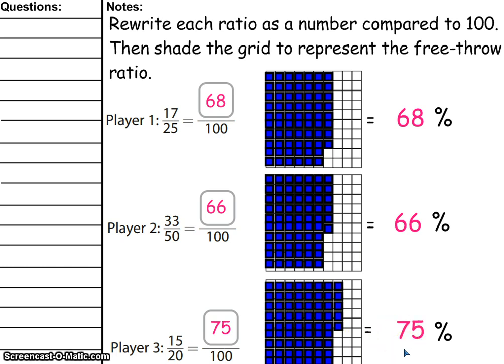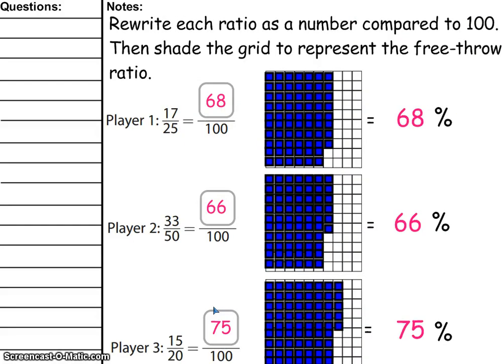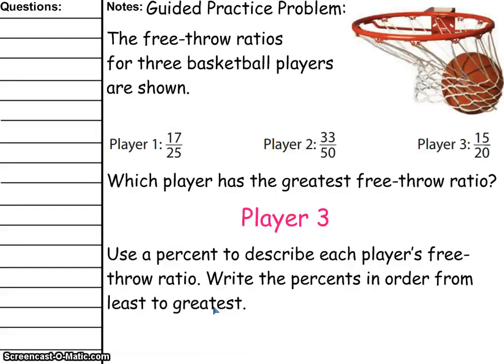So now that we have the percentage of each player's free throws, we can go and answer our question. Which player had the greatest free throw ratio? That would be the player with 75%, which was player 3. And then we want to put our percents in order from least to greatest. The player with the lowest percentage was player 2. So player 2 would go first, and then player 1. And the greatest would be player 3. So 66%, 68%, 75%.